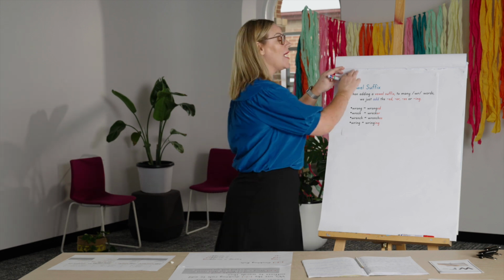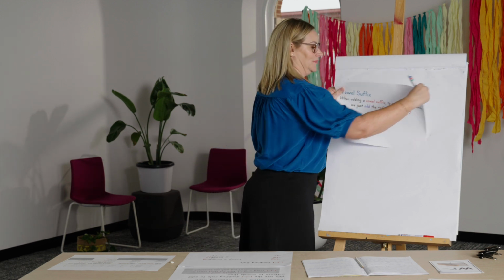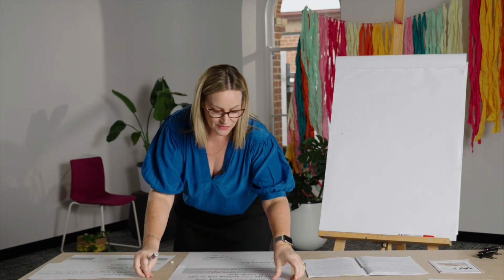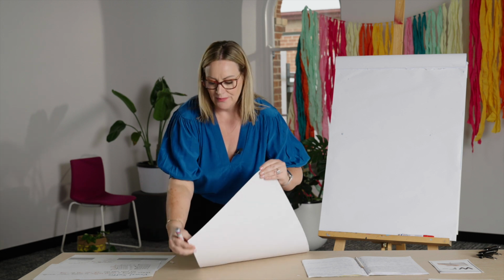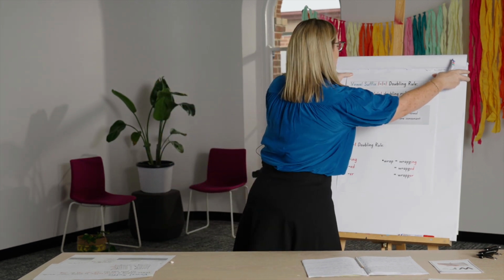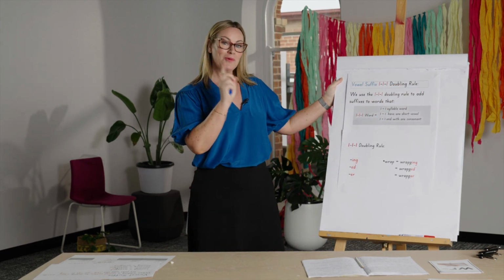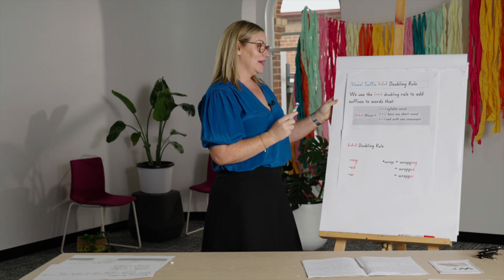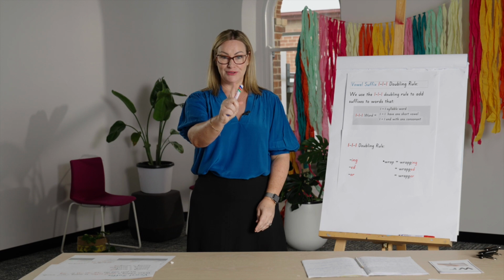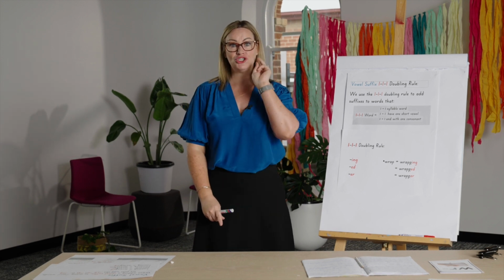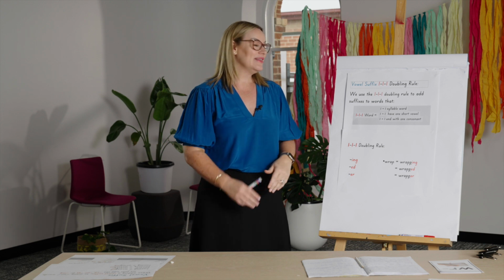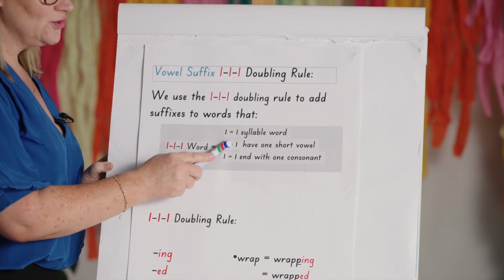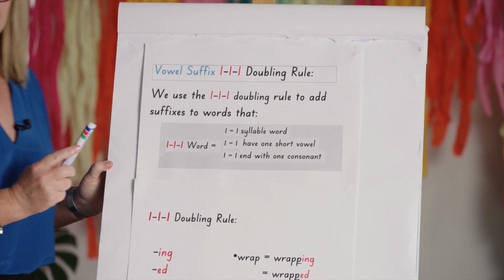Great. We have one more rule to revise. So this is the doubling rule. So a quick reminder of the doubling rule here. We use this 1-1-1 doubling rule to add suffixes to words that are a 1-syllable word. They have 1 short vowel in them and they end with 1 consonant. So 1-syllable word, 1 short vowel and 1 consonant.